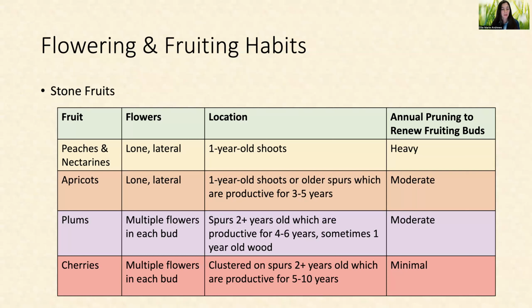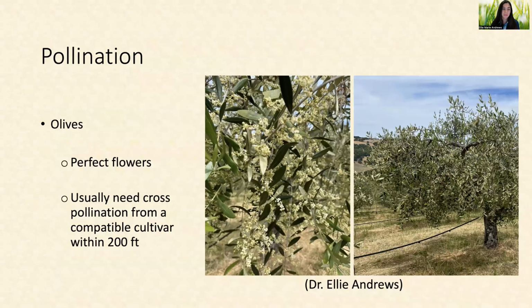Plums have multiple flowers in each bud, and they are located on spurs that are 2 years old or older, which sometimes are productive for around 4 to 6 years, and occasionally on 1 year old wood as well. So they benefit from moderate pruning annually. And then we have cherries at the bottom here, where they have multiple flowers in each bud, and those are clustered on spurs that are 2 years old or older, which are productive for a lot longer, more like 5 to 10 years. So because of that, they really only need pretty minimal pruning.